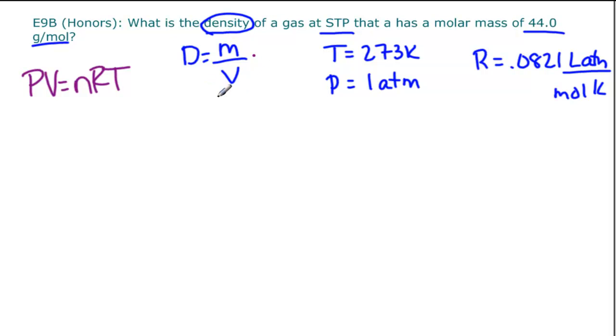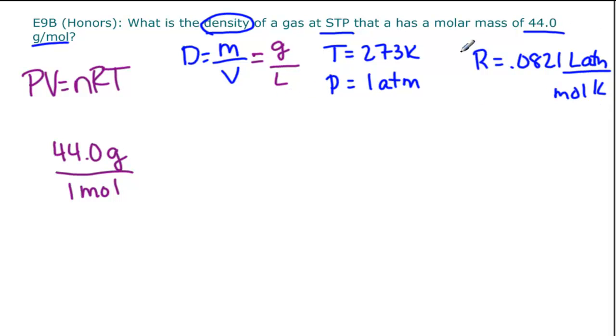If density is mass over volume, then my units are going to be grams over liters. When I look at all of these values, I see that I have 44.0 grams per mole. Written as a fraction, that's 44.0 grams per 1 mole. You guys have seen this 100 times, right? So we can start here. We want to keep grams on the top, but we need to cancel moles. We also need to have liters on the bottom.